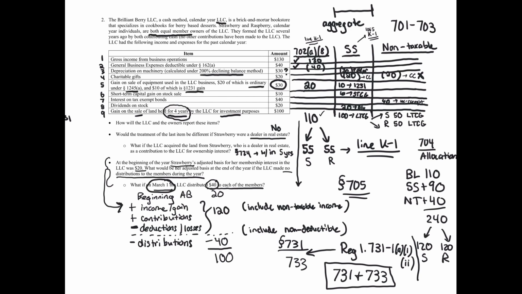So that really concludes the problem. It goes through all of these ideas, starting with how it's reported on the K-1 and the Schedule K of the 1065, then drops down all the way to the basis of Strawberry at the end of the year.